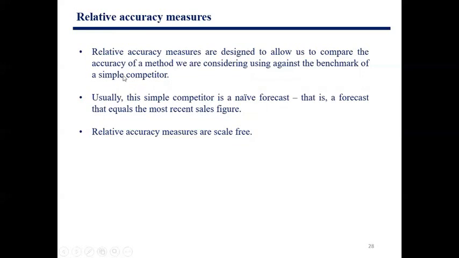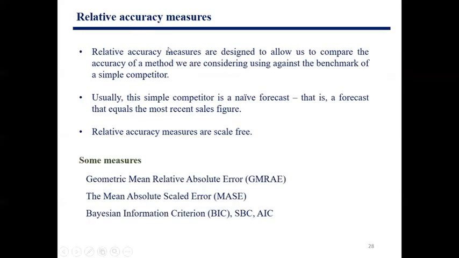Usually, the simple competitor or the benchmark is the naive method. The naive method is the simplest forecasting method. The forecast for the next week is just the actual sale of the last week. So it's the simplest method. And the relative accuracy measures are scale-free. It means there is no unit and no scale, as in the percentage accuracy measures.